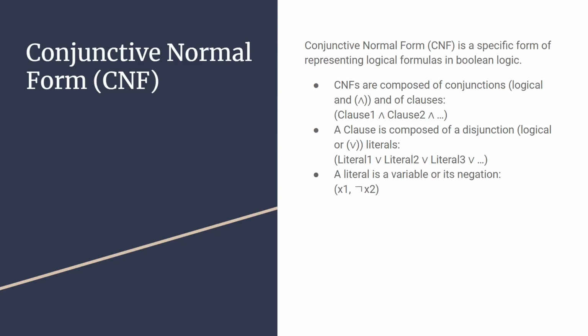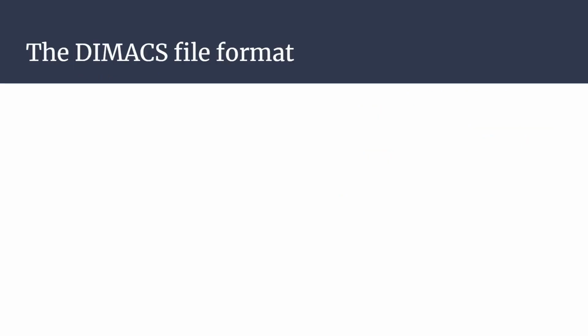If you're familiar with logic, this would not be new to you. And if you're not, it's basically a form of AND over things. These things are OR over things, and the things that they're OR over are called literals. We'll see an example in a bit.